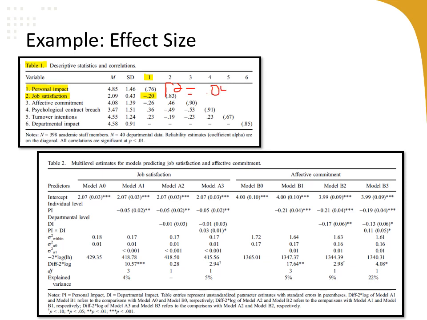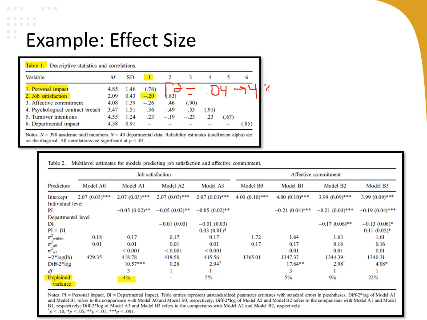So 4% of the differences in job satisfaction are being explained by the personal impact of budget cuts. So you can do that for any of these correlations, and we'll look at correlation tables more thoroughly in a minute, but you can do that to get the effect size. Now, if we look at Table 2, this explained variance is the effect size.